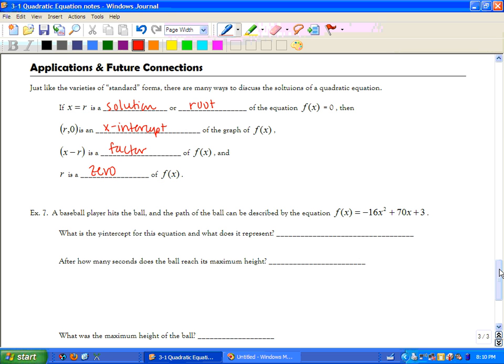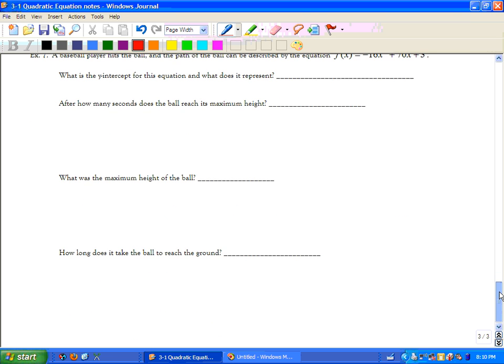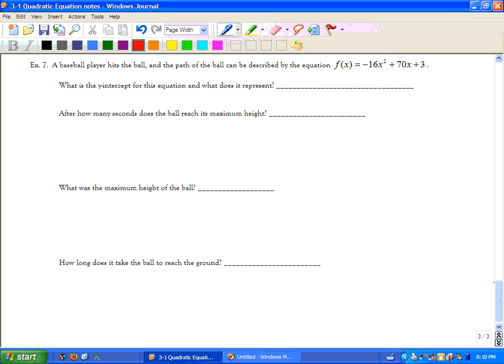So as a little story problem here, we have a baseball player hits the ball, and the path of the ball can be described by the equation f of x equals negative 16x squared plus 70x plus 3. You might remember this from last year. It's very similar to the height equation. So x equals time in this case, and the f of x is the height of the ball.